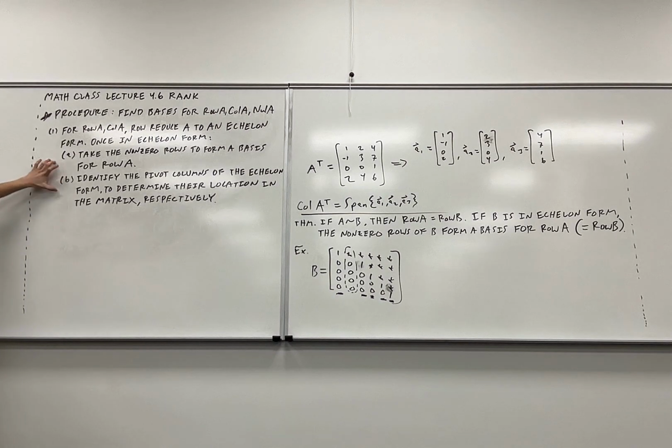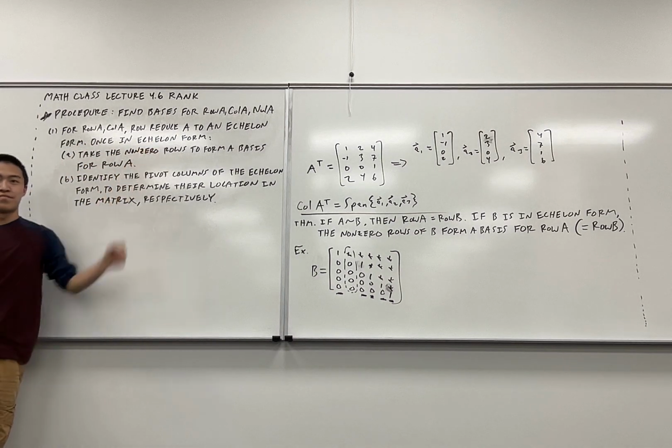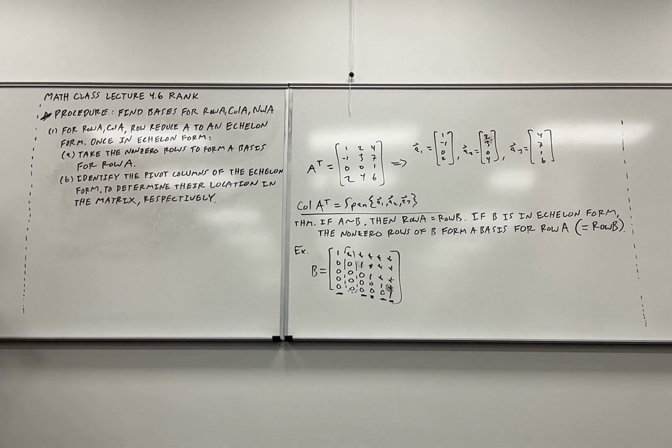Okay, so a problem like this should only take as long as it takes you to do the echelon form. Like, really think about it. If you're asked to find a basis for a row space or a column space, that only should take as long as it takes to get to the echelon form, because the moment you have the echelon form, the problem is effectively over procedure-wise.